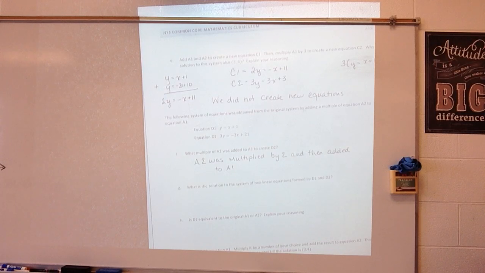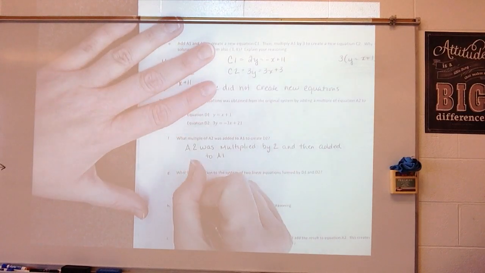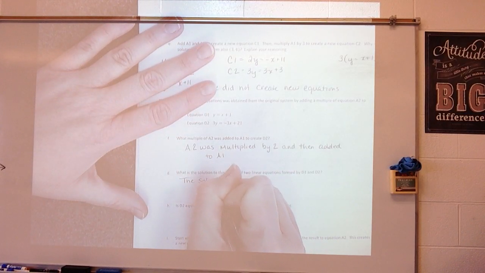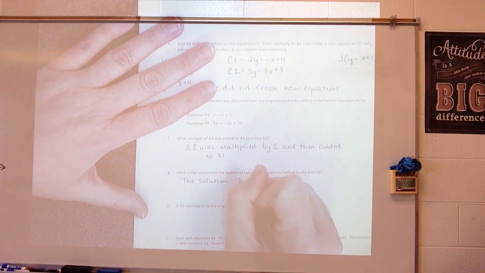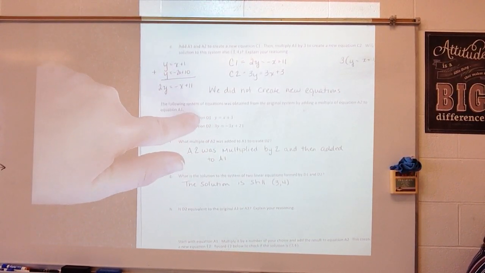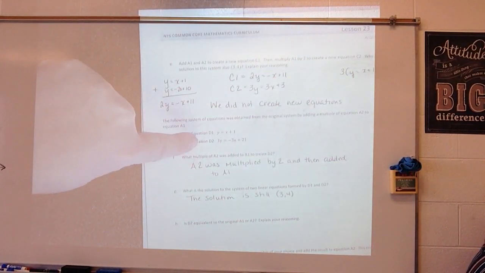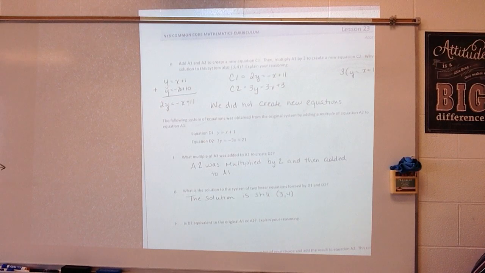What is the solution to the system of two linear equations formed by D1 and D2? Well, when we multiply and add these together, do we change our system solution? We don't. So the solution is still (3, 4). I can figure that out by making sure 4 is equal to 3 plus 1, and then substituting it in for that second one.